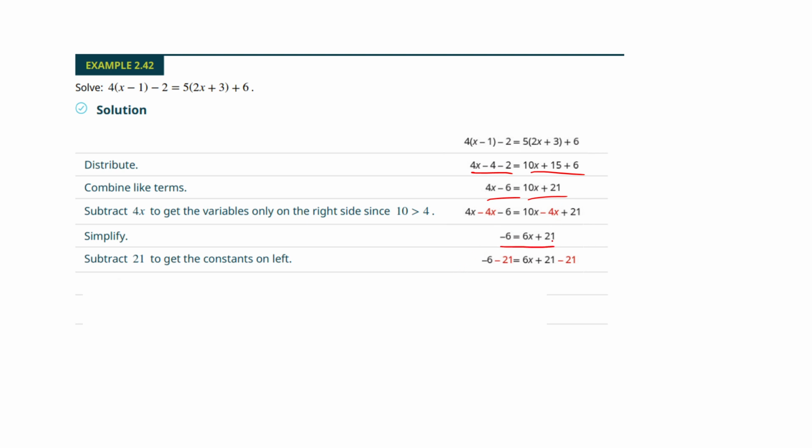So steps 1 and 2 are now done. The rooms are clean, the x's are back together. Now let's get them alone. I'm subtracting 21 from both sides. I get negative 27 equals the factoring puzzle, which is what I want. Divide both sides by 6, it reduces down to that.